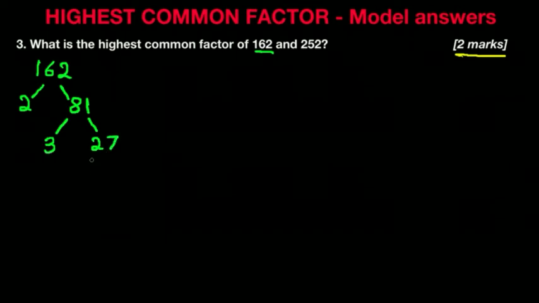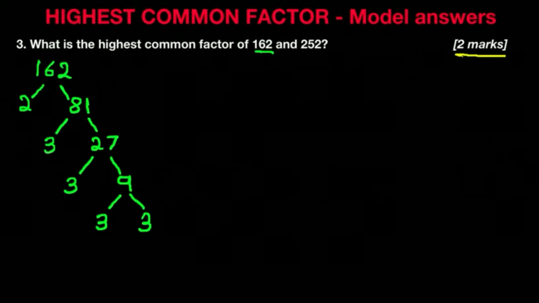Now 27 is also an odd number, therefore it cannot be divided by 2. The next prime number is 3. Now we know that 27 is in the 3 times table, so we can do 3 and 9. 27 divided by 3 is 9. And 9 is 3 times 3. So we have worked out all the prime factors of 162. So we're just going to circle each one.